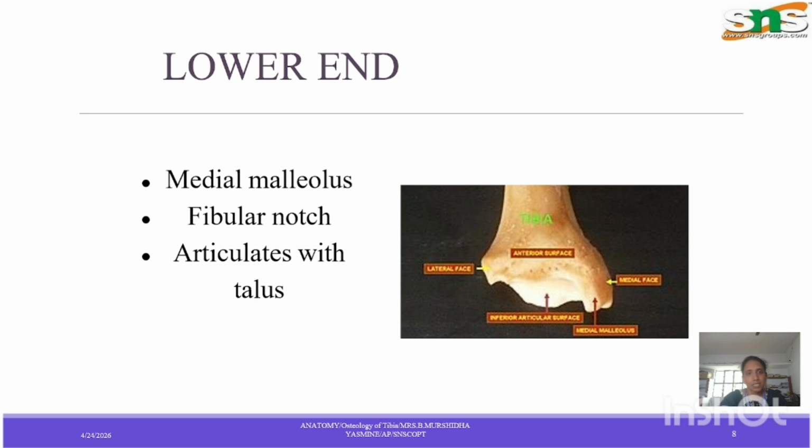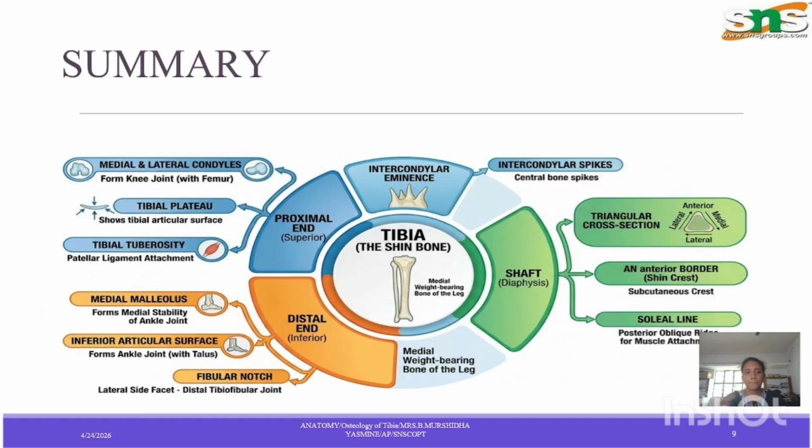Lower end, as I told before, the lower end has a malleolus, which is a sharp projection-like structure, and that is the medial malleolus. And there is a notch present here to accommodate the fibula, that is the fibular notch, and there is a surface present over here that articulates with the talus.